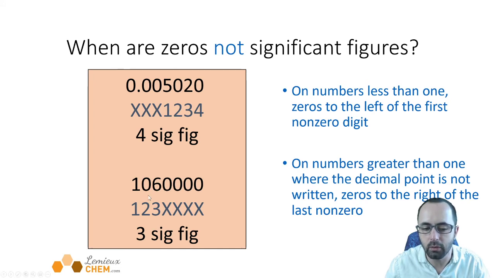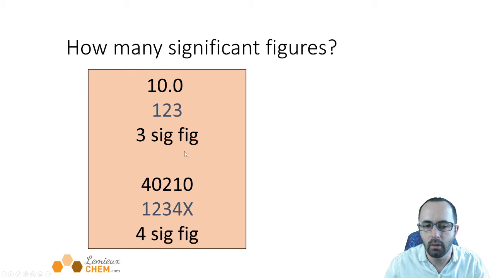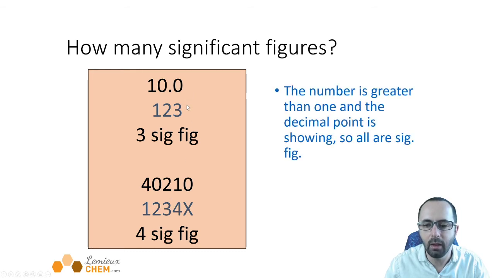This is a middle 0, so it's always significant. 3 sig figs, the 1, the 0, and the 6. This number, 10.0, has end zeros, and there is a decimal point. It's a number greater than 1, has a decimal point. These end zeros are significant. So all 3 are significant, the 1 and the 2 end zeros, because there's a decimal point.